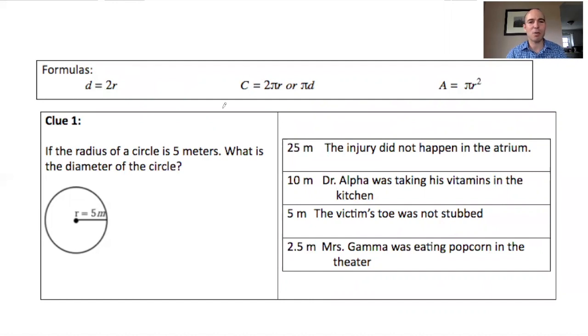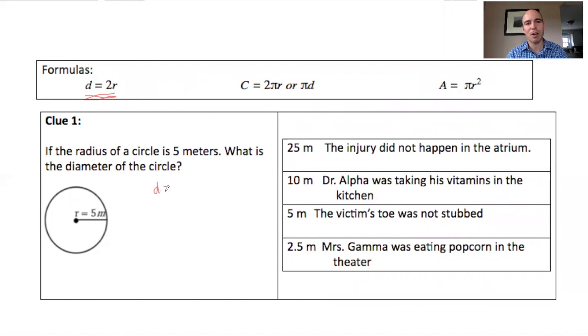So these formulas will help you solve it. Let's see which one we'll use here. If the radius of a circle is 5 meters, what is the diameter? All you've got to do is just multiply that radius by 2, right? 2 times 5.